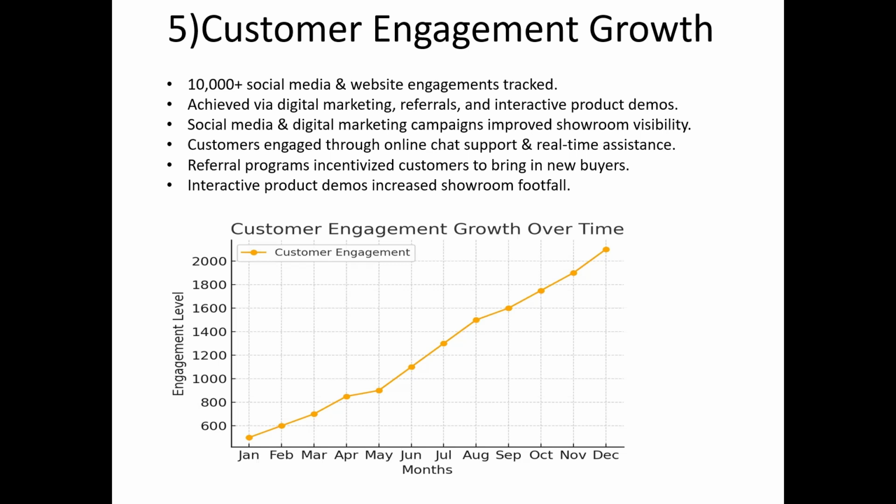Then referral programs, incentives for customers who bring new buyers. Then interactive product demos, which increase the showroom footfall. So basically, what we did was maintain good customer engagement growth. We used this model, and after giving the data inputs to the model, we can see that the relationship between the customer and the employee has been increasing on the graph across all these platforms. It may be social media, etc. Then, thank you.